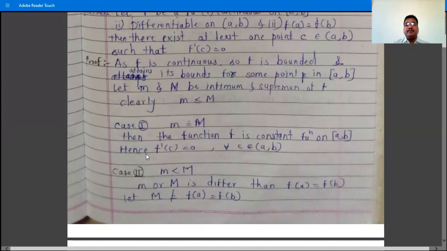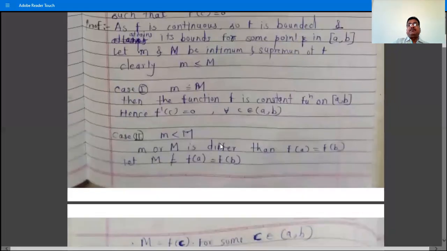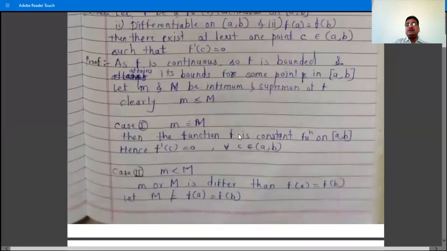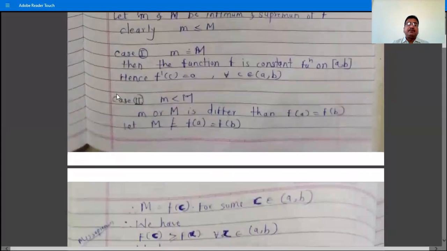Therefore the function f is constant on the closed interval AB, and its derivative f'(c) is 0 for all c belonging to the open interval AB. The derivative of a constant function is 0 everywhere, so we have infinitely many points such that the derivative of the function at that point is 0. So the statement that there exists at least one point is true. Here we have infinitely many points between A and B such that f'(c) is 0, because the derivative of a constant function is 0 at every point.